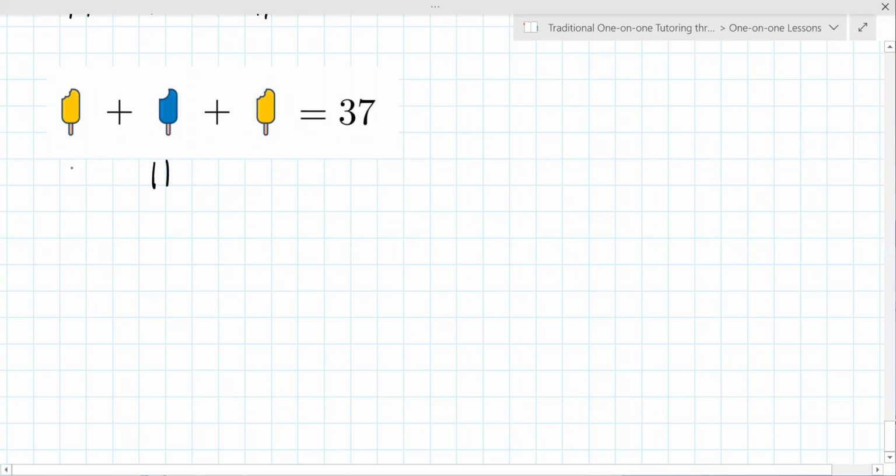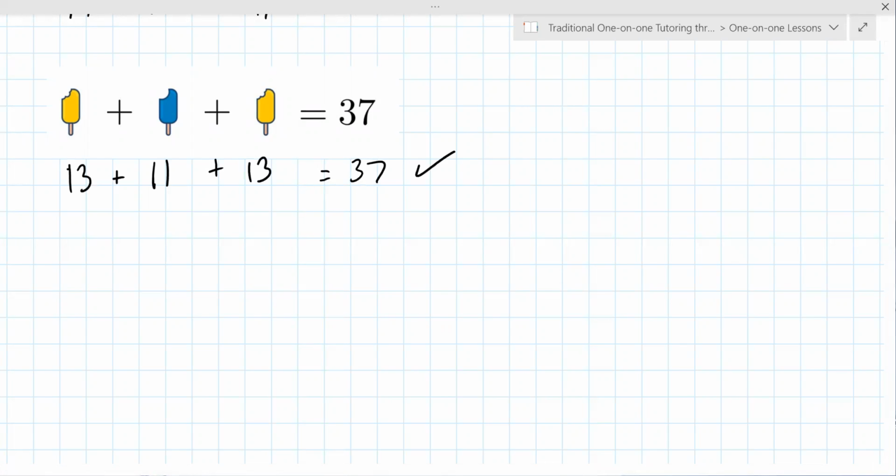$13. 13 plus 11 plus 13. And that does work. Fantastic. So then the next line, slightly more difficult. Yeah. Slightly more difficult here.